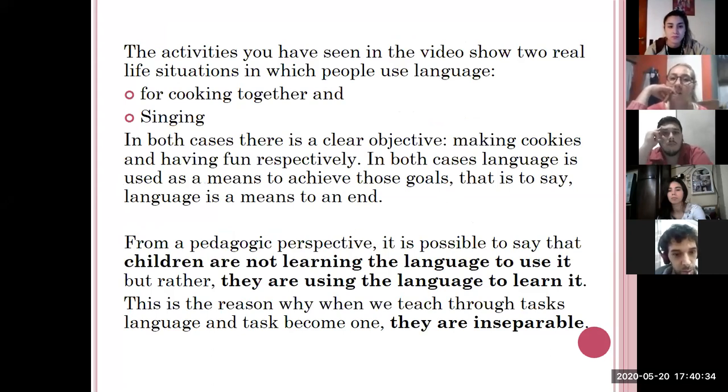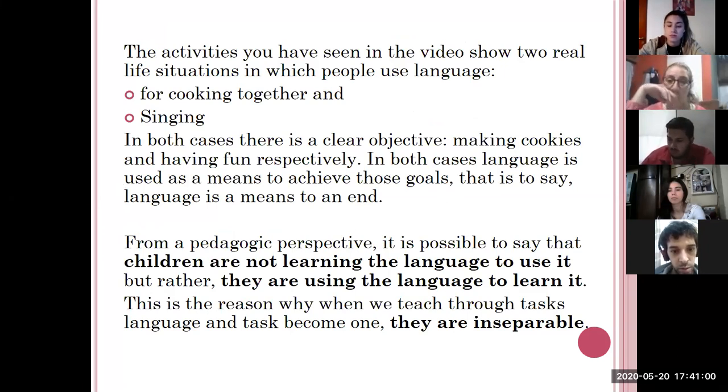Okay, so the activities, right? The activities you have seen in the videos show two real life situations. Are they real life situations? Yes. And in those life situations, people use language. One for cooking together and the other for singing. Cooking together, imagine the situation. That would be a context at home, right? We do not cook at school generally, and generally we do it at home.